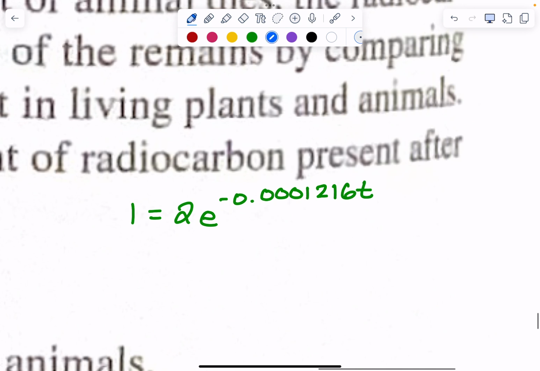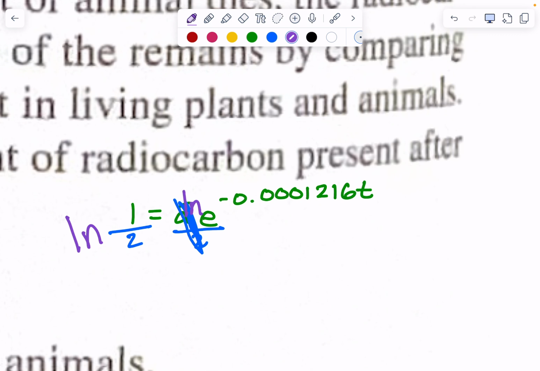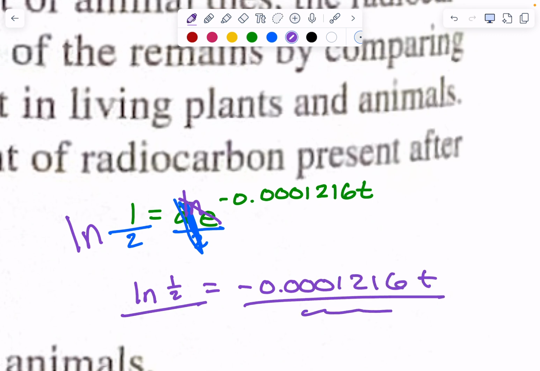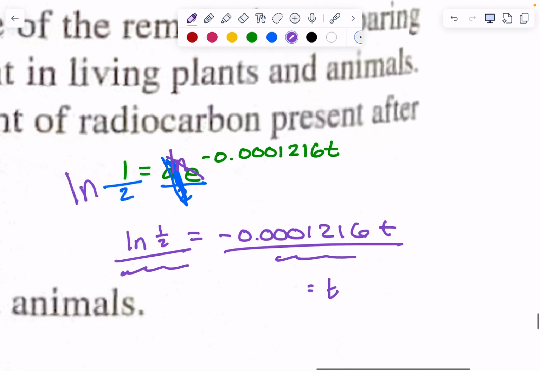So first do algebra, divide by 2, so that is gone. And then we're going to take ln of both sides. So ln of a half, and ln of e is going to cancel, right? So we have ln of 1/2 equals negative 0.00012116t, and then divide by that, and that will give you the carbon 14 half-life. And it should be something close to 5730. I got 5,700 exactly.